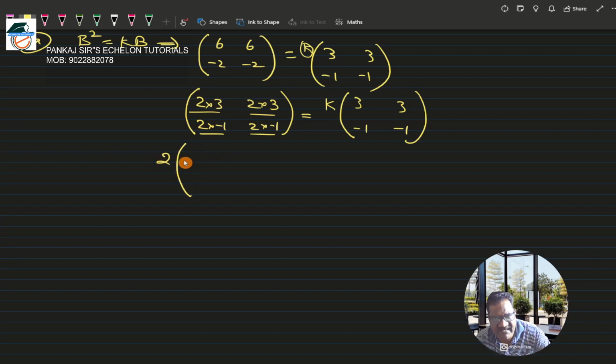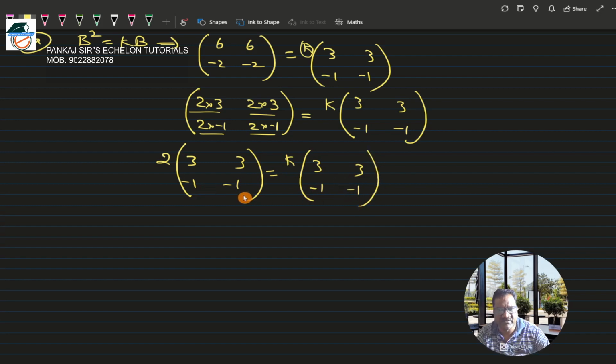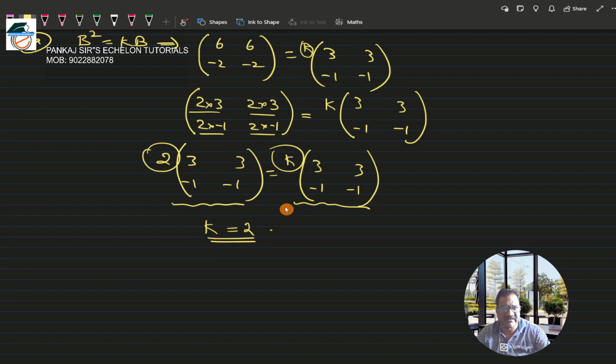So I'll be left inside with 3 over here, 3 over here, minus 1 over here, minus 1 over here. And on the right hand side, I already have k times 3, 3, minus 1. Now if you carefully see this particular equation, this part and this part are identical. These two matrices are identical, 3, 3, minus 1, 3, 3, minus 1. So obviously because the whole thing is equal, this k should be equal to 2. So that gives me the answer for k equal to 2 for sub question A.